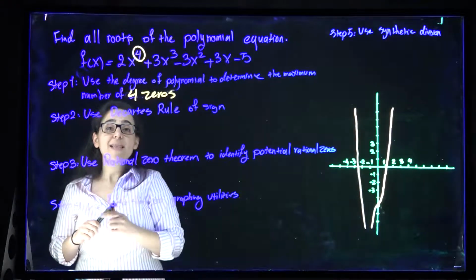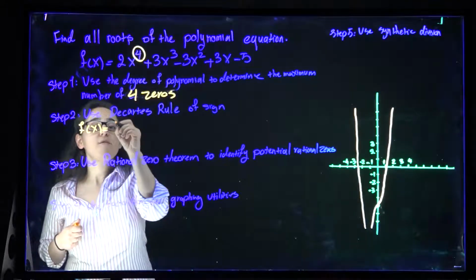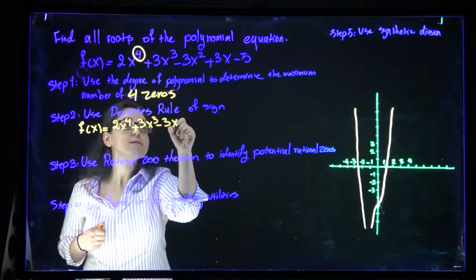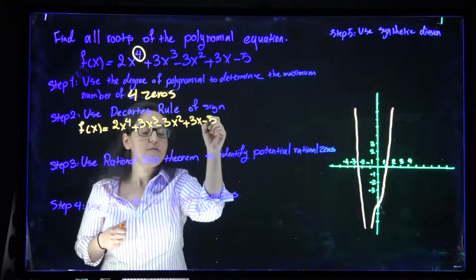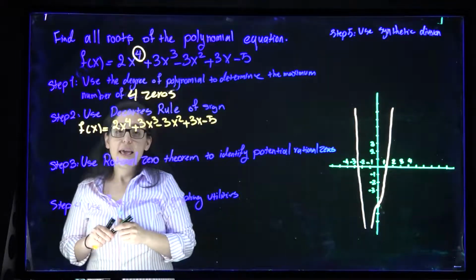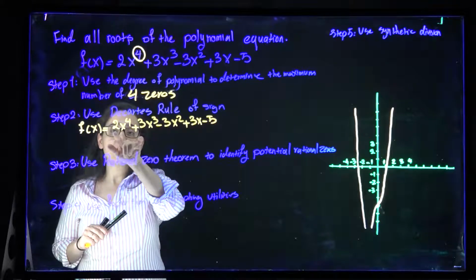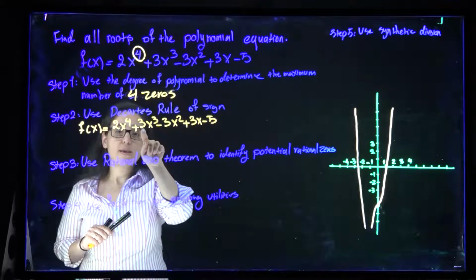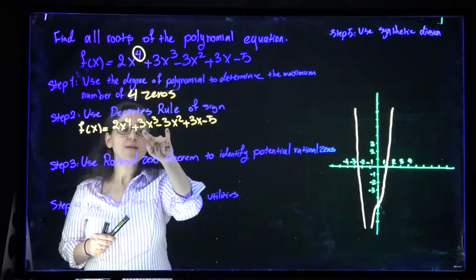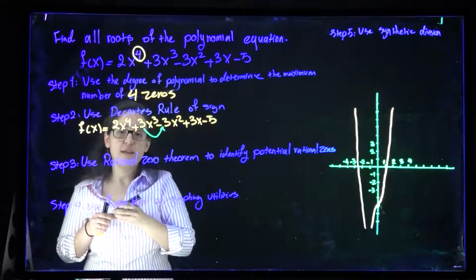Remember, for looking at the positive real zeros, we're going to look at the function f of x. So I'm going to rewrite the function: 2x^4 + 3x^3 - 3x^2 + 3x - 5. Now, I'm going to look at the coefficients and see how many changes of sign I have. The first coefficient is positive 2. The second one is positive 3, so I didn't have any change. Both of them are positive. But the next coefficient is negative 3. So here, I have one change in the sign.